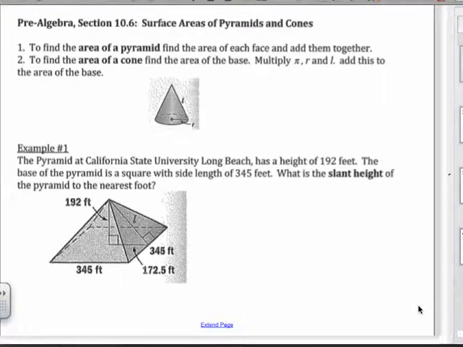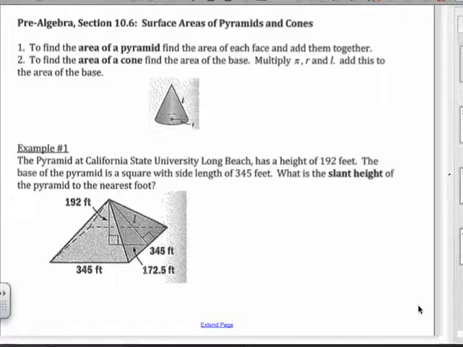Okay, surface areas of pyramids and cones. Now we've been doing boxes and triangular prisms, that kind of stuff. But now we want to talk about pyramids and cones. It says to find the area of a pyramid, find the area of each face and add them all together. That's what we've been doing, right?